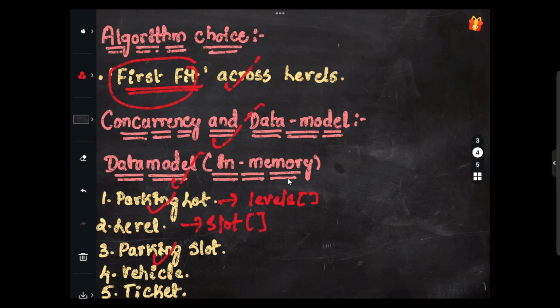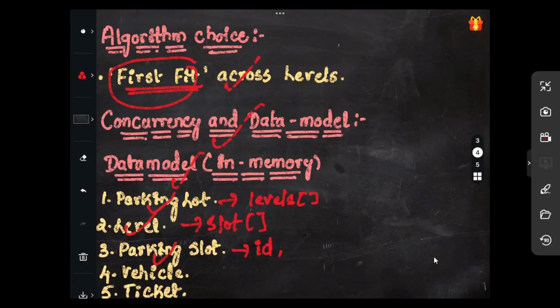So next we will be going with a parking slot. Parking slot, in the sense we have to consider the attributes ID, size, occupied by. So we will be going with ID, size, and occupied by. Yeah, these three things: ID, size as well as the occupied by, right?